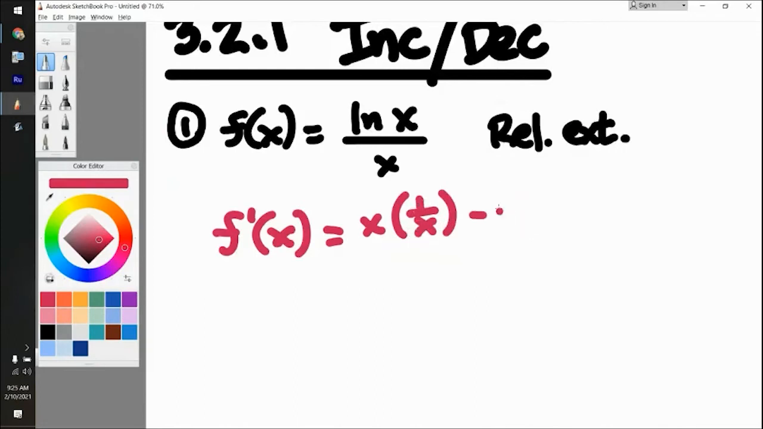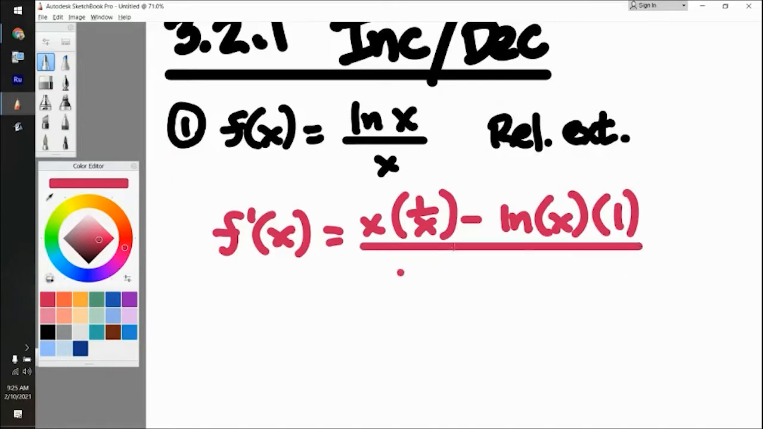G f prime. Wait, hold on. G f prime. Minus what? No, is this a limit problem? Very good question, but is this a limit problem? No. Don't get that tripped up. All right, minus f, there we go, g prime.